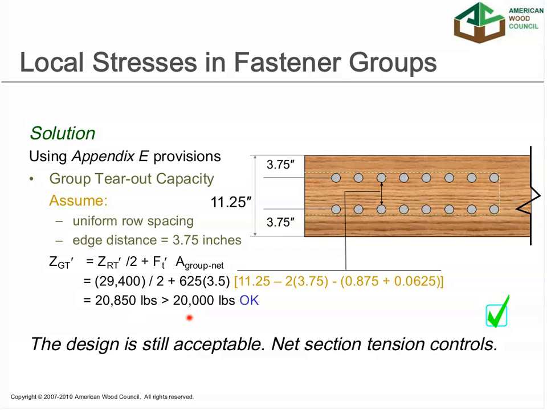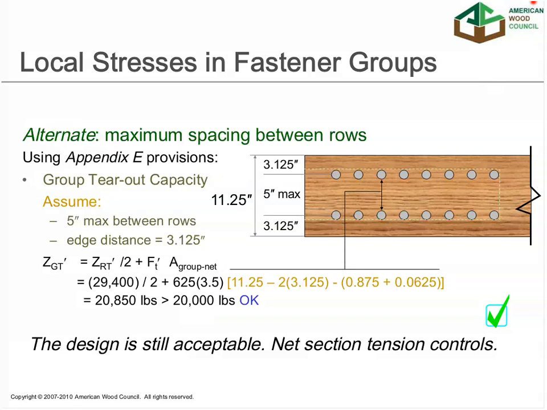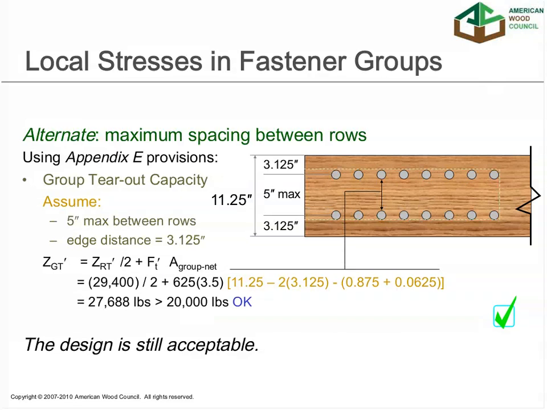Net section tension, if you recall, was 20,500 pounds. That's what controls of these three checks that we made. But let's experiment with this a little bit and see how spacing the fasteners can impact the design. So first, let's put that maximum spacing of 5 inches between rows. As you'll recall, for a steel plate, that's the maximum that we'll want to space these bolts.